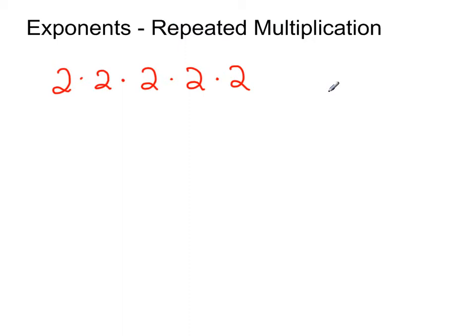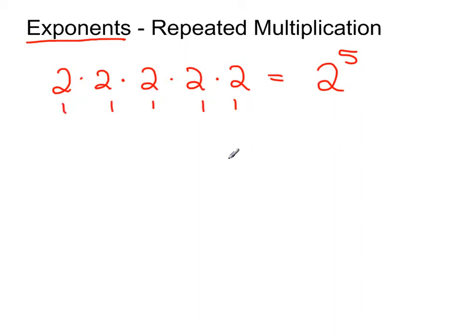Now that was kind of painful to watch and painful for us to even see me write. So I have 2 times itself 5 times. The shorthand way to write this is using exponents. I have 2, which I'm going to call my base, and I'm raising it to the 5th power because I've multiplied it by itself 1, 2, 3, 4, 5 times.